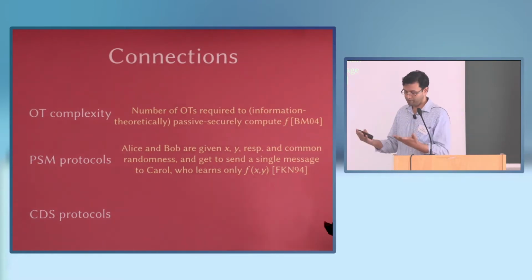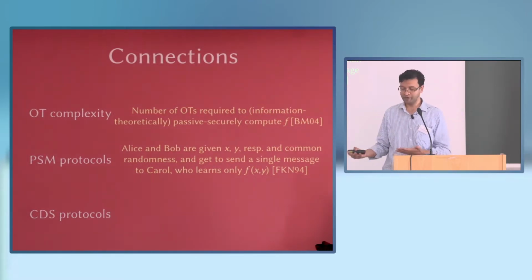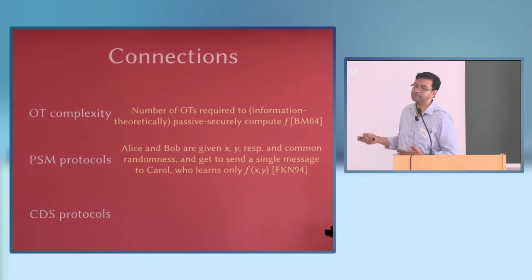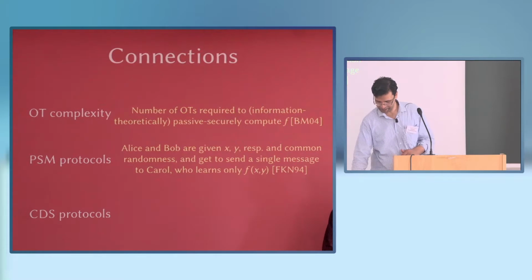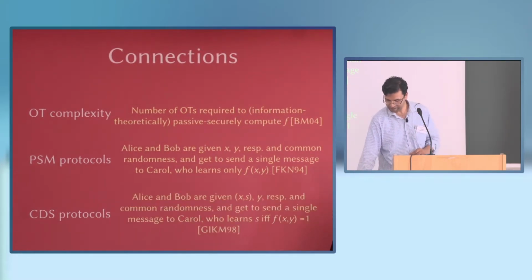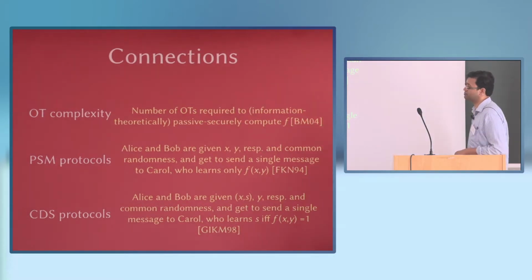Okay? And we know it's possible to do every function, and the question is, what's the amount of communication or the randomness needed? You want to minimize those things. Okay, so that is PSM, private simultaneous messages model. And then what Prashant talked about, CDS.